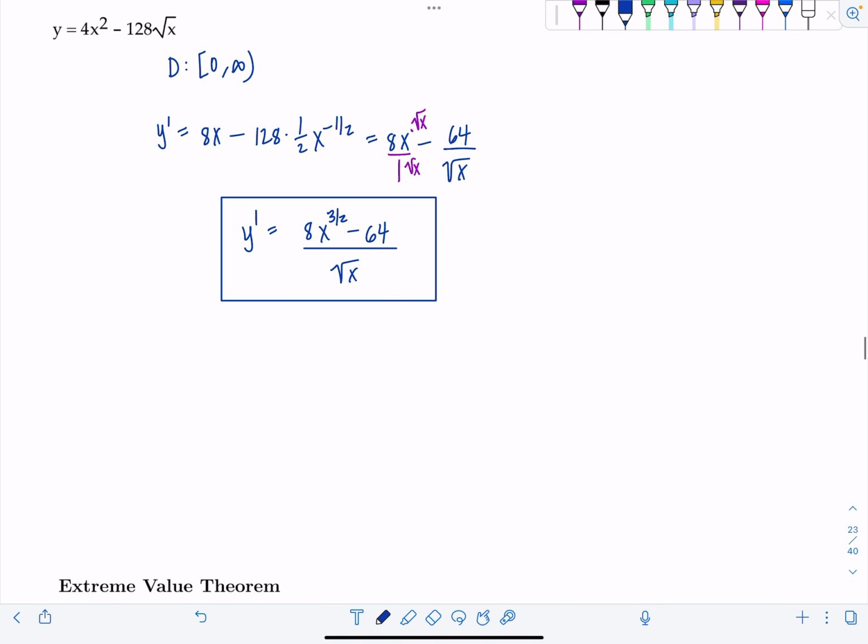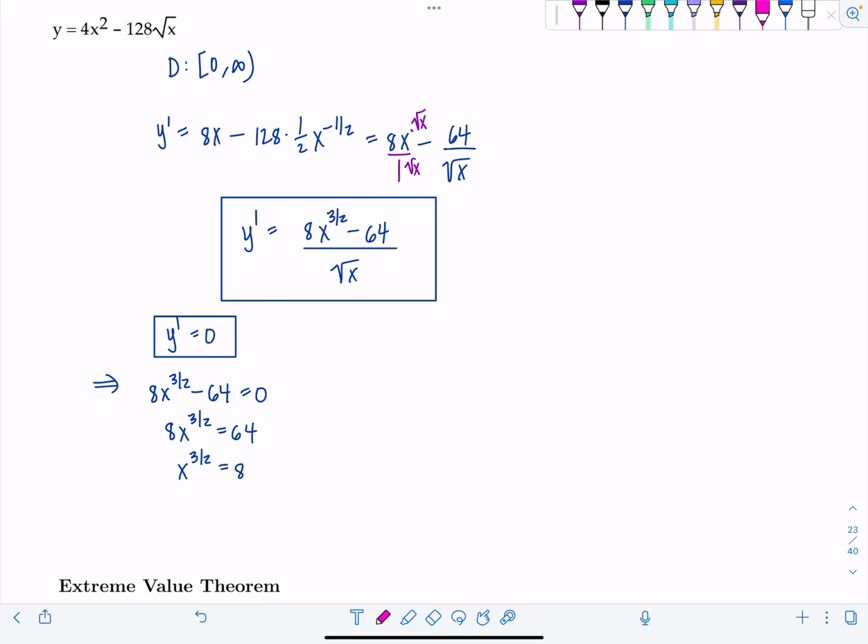Okay, critical points come from two places where the derivative equals 0. So that would mean the numerator is 0. That would mean 8x to the 3/2 minus 64 is 0. That would mean 8x to the 3/2 is 64. So x to the 3/2 is 8. How would you solve that?